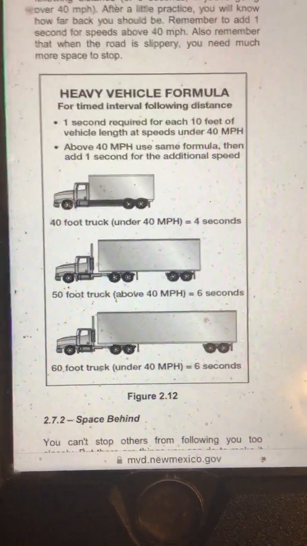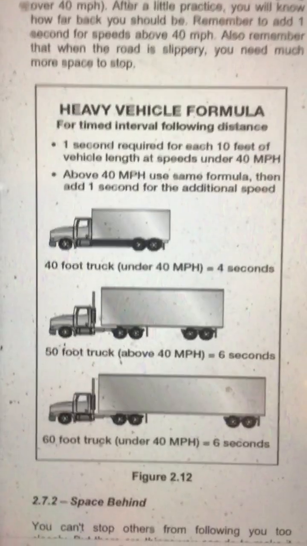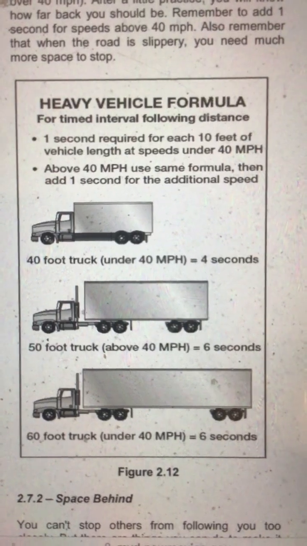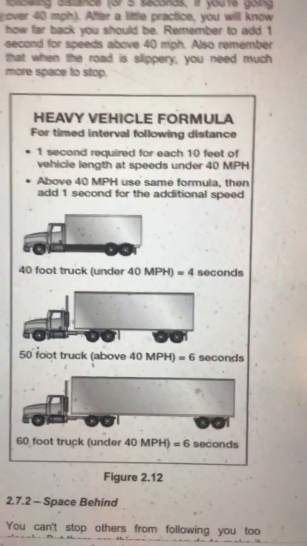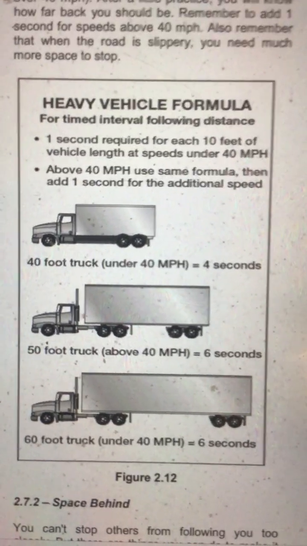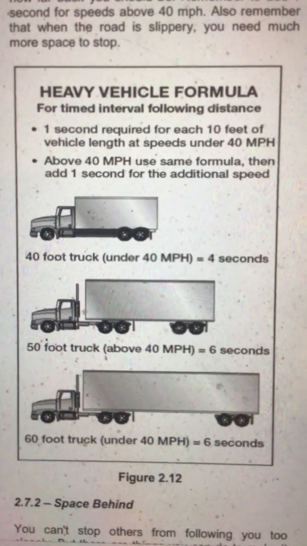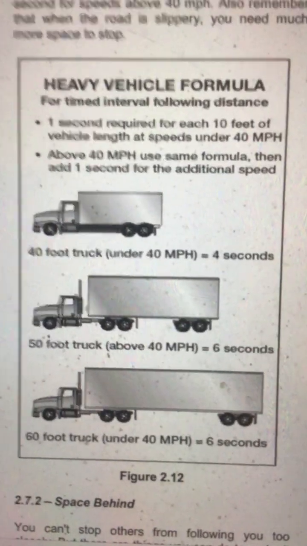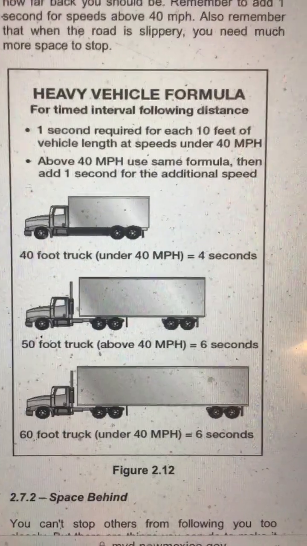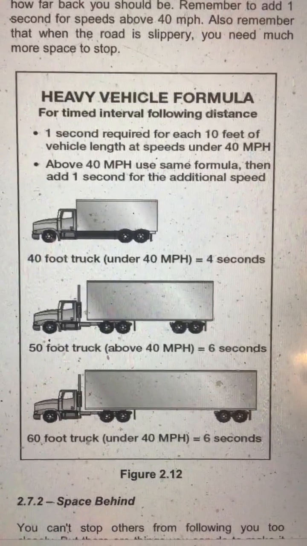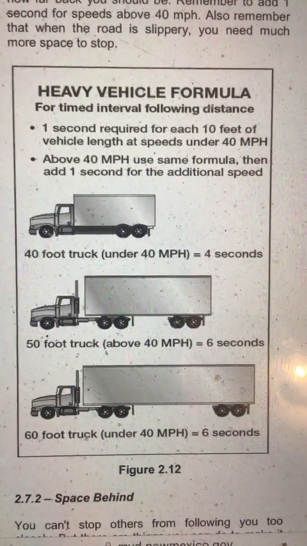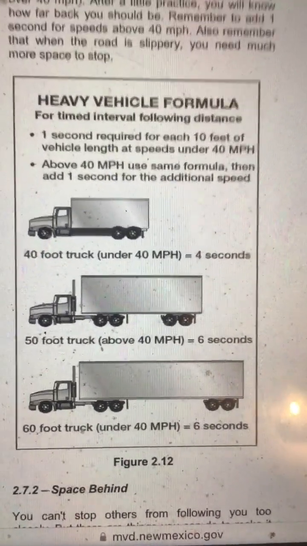Figure 2.12, Heavy Vehicle Formula. For timed interval, following distance. 1 second required for each 10 feet of vehicle length at speeds under 40 miles per hour. Above 40 miles per hour, use the same formula and add 1 second for additional speed. 40-foot truck under 40 miles per hour equals 4 seconds. 50-foot truck above 40 miles per hour equals 6 seconds. 60-foot truck under 40 miles per hour equals 6 seconds.